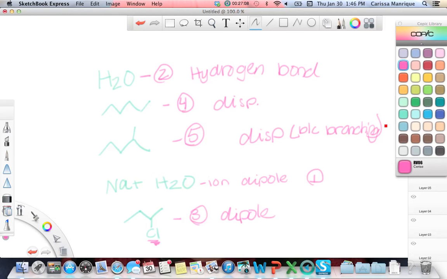Okay? Now listing these, basically you've listed which one would have the highest boiling or melting point to the lowest. So the highest one would be number 1, and the lowest would be number 5.